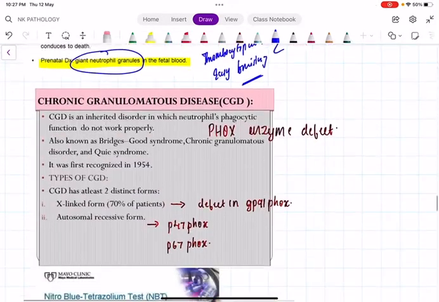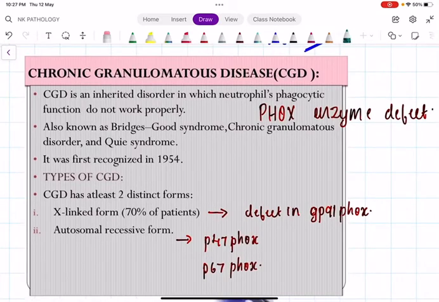The second defect in leukocyte function is chronic granulomatous disease. In 70% of patients it is X-linked. I told you, phagocyte NADPH oxidase, that enzyme is defective. In the X-linked form, there is a defect in GP91 phox, whereas P47 and P67 phox are affected in the autosomal recessive form. It has been asked in PGI, what is the mode of inheritance in chronic granulomatous disease? If it is a multiple answer type question, you have to go for both autosomal recessive and X-linked forms. If it is a single best answer question, you can go for the X-linked form because of the 70%.